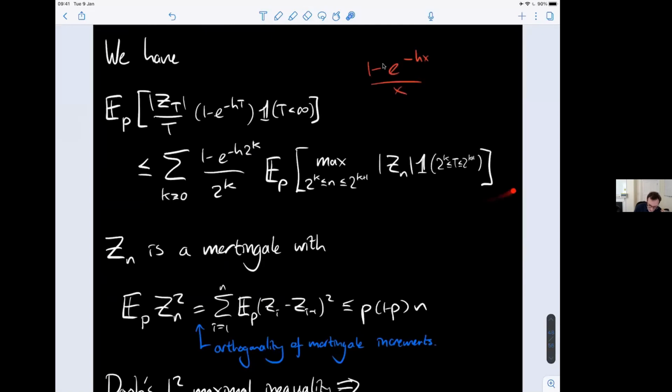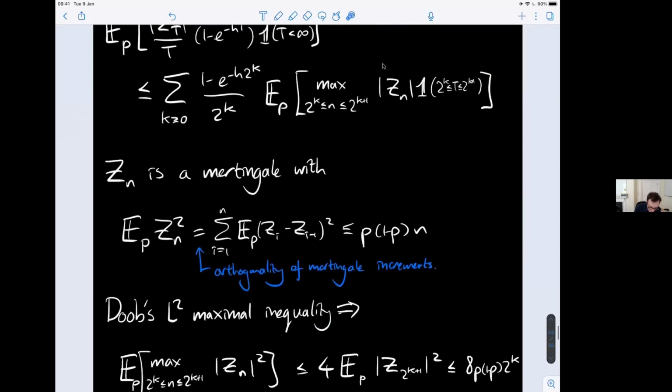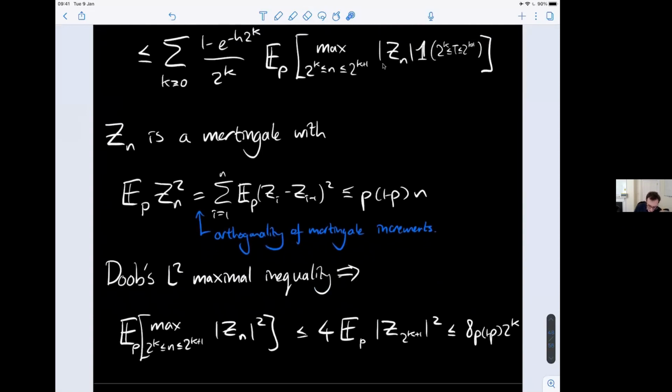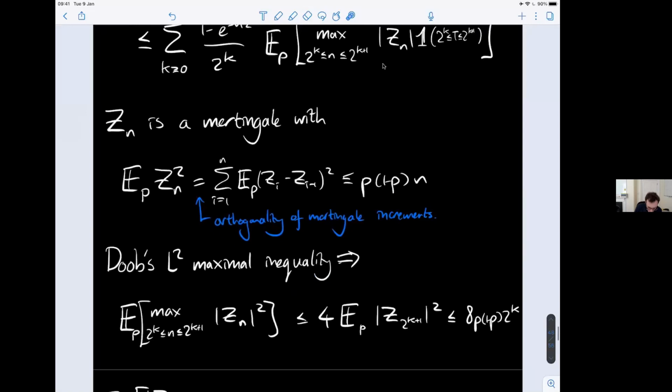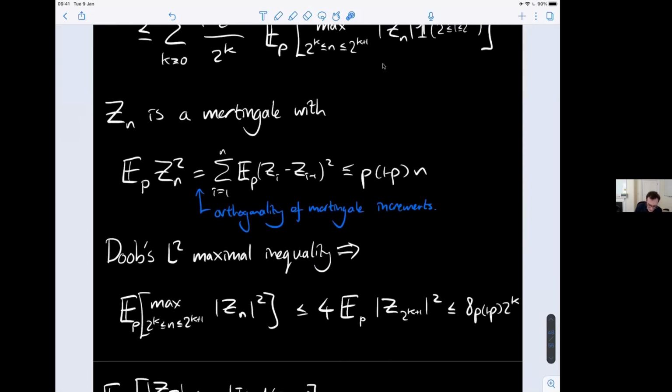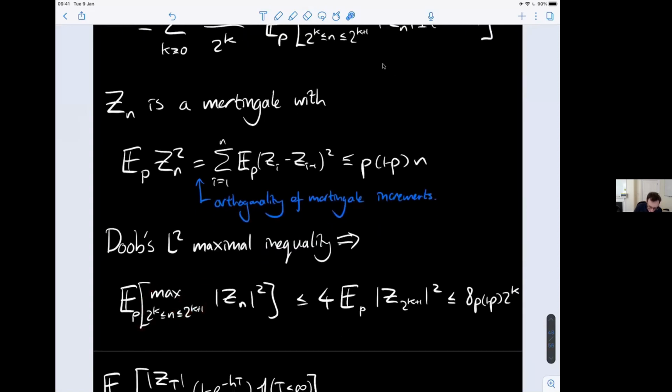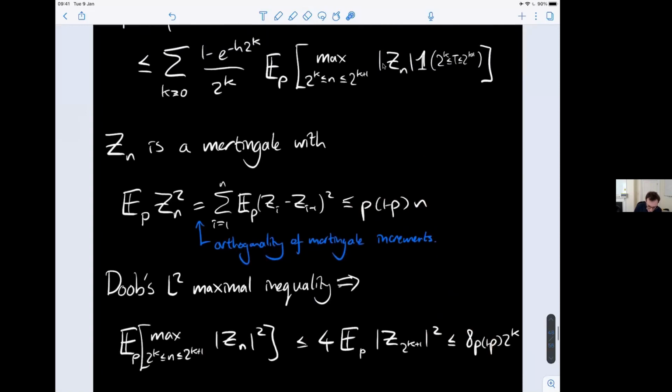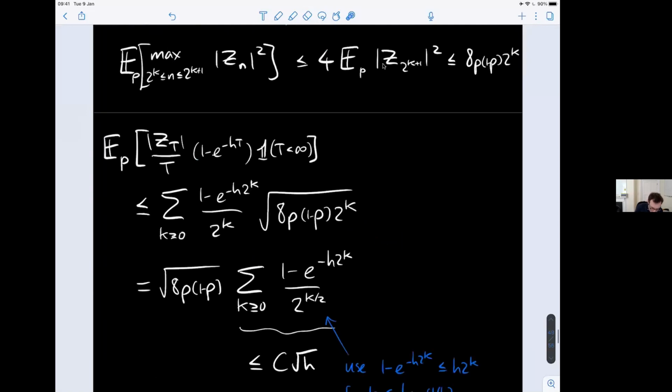Okay, so you get this, and then to bound this expectation, you just use Doob's maximal inequality. Z_n is a martingale and its increments have variance p times (1 minus p). So you get that the second moment of Z_n is bounded by p(1 minus p) times n. And then you use Doob's maximal inequality. You learn that the expectation of the square of the maximum of Z over this dyadic interval is at most 4 times the expectation of Z squared at the end of the interval. This is exactly what Doob's maximal inequality tells you. Then you just put these bounds together, and you use Jensen to bound this. So you get that this expectation is at most the sum over dyadic scales of the same thing we had before, and this thing that's basically root 2^k.